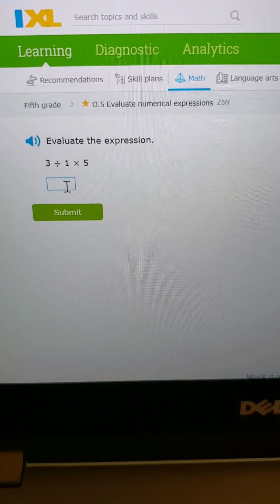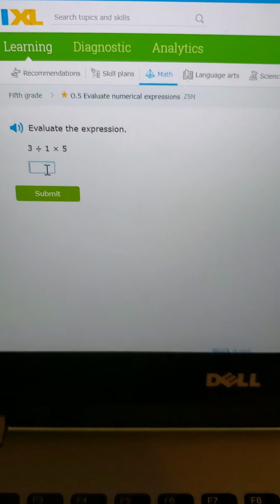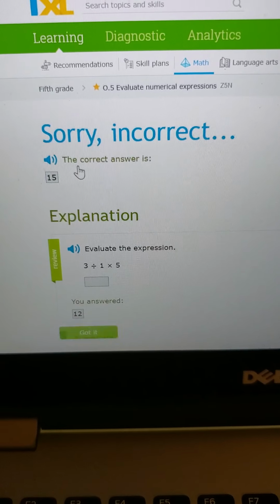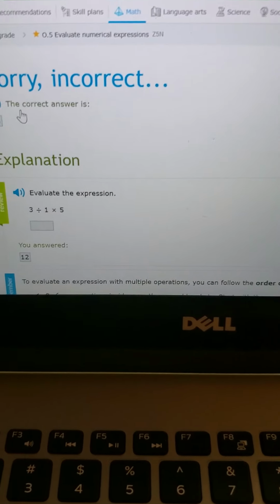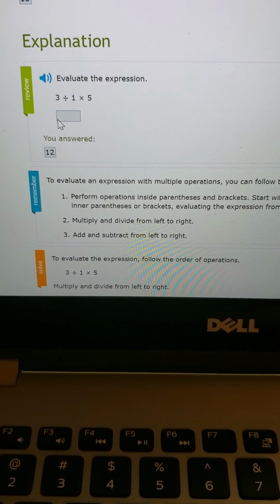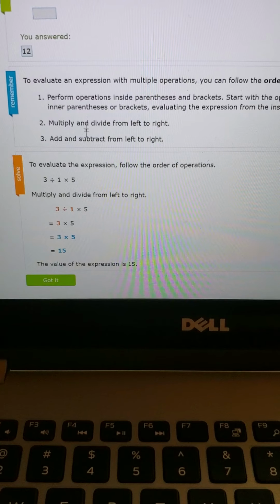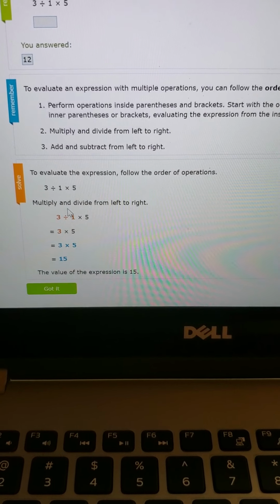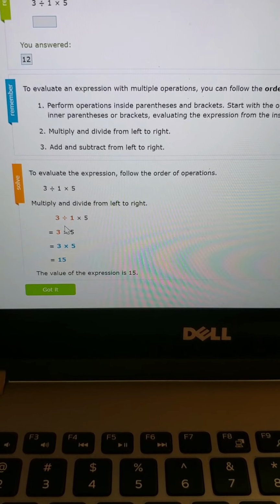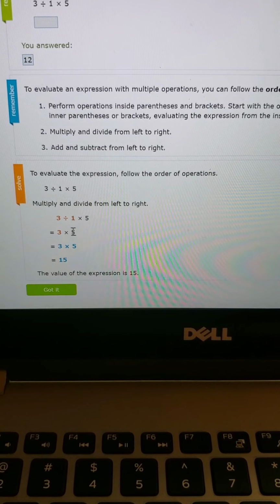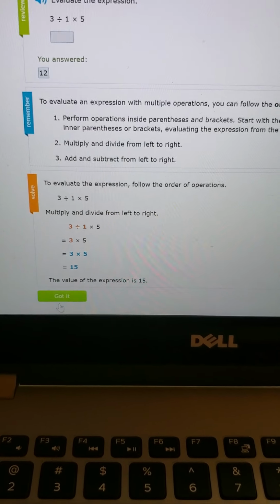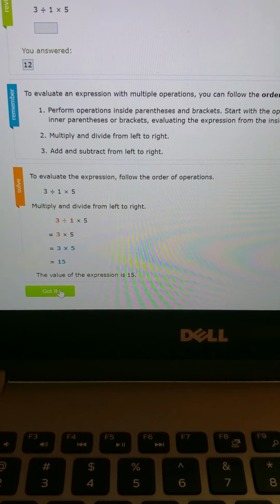Let's say you put in the wrong answer. When you get an answer wrong, it's going to show you why you did your answer wrong. So you need to make sure you read why you got your answer wrong. And here it's going to show you what you should have done. 3 divided by 1 is 3. Then 3 times 5 is 15. And then you'll just click got it. So make sure you read why you got your answer wrong.